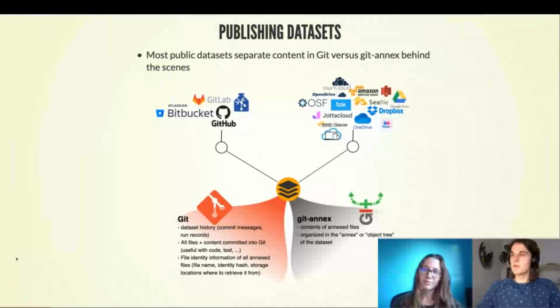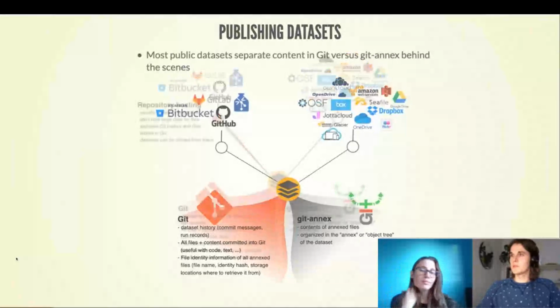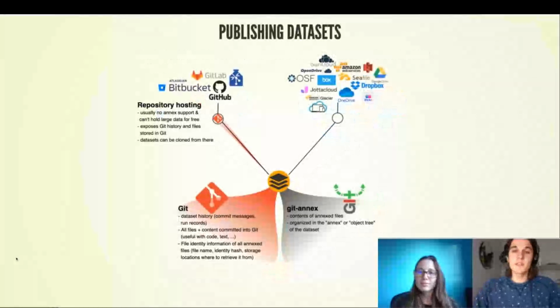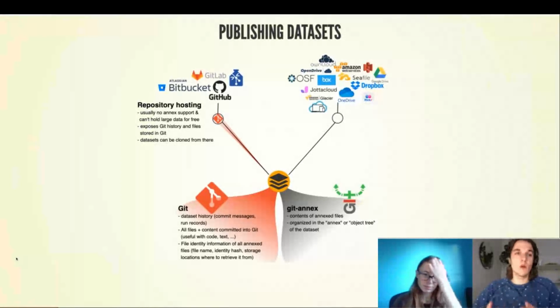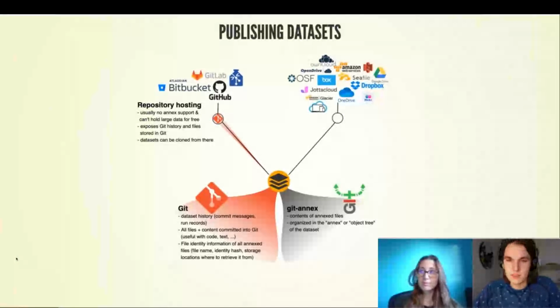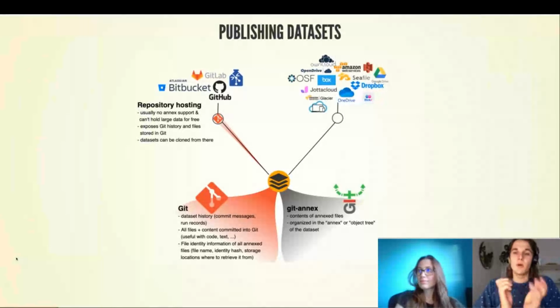So in general, the content that is stored in Git, and just to remind you what this includes: the dataset history, commit messages, run records, all the files that you committed into Git. Usually this will include all the code that you have in a data set, and files that you didn't put into the Git Annex, like, for example, identity hashes and storage locations, as it's said here. This information will be shared through these repository hosting services.